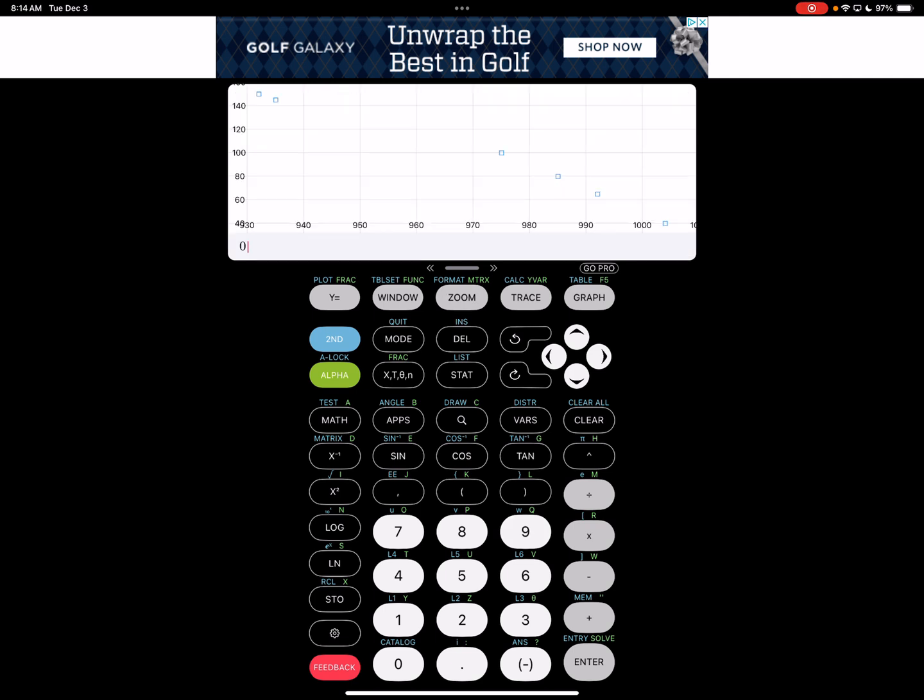I thought it was really interesting because I literally did not type this in the calculator until yesterday when I was teaching it. And they went by 10s on the bottom and they went by 20s on the y, which is exactly what I did. So I just thought that was funny.